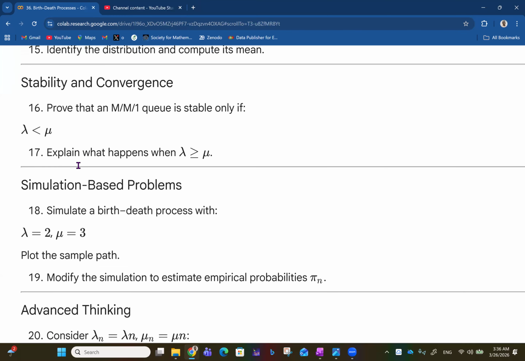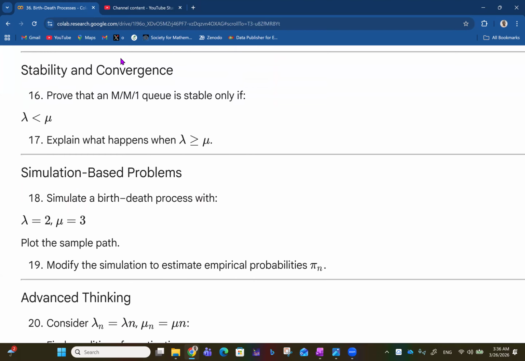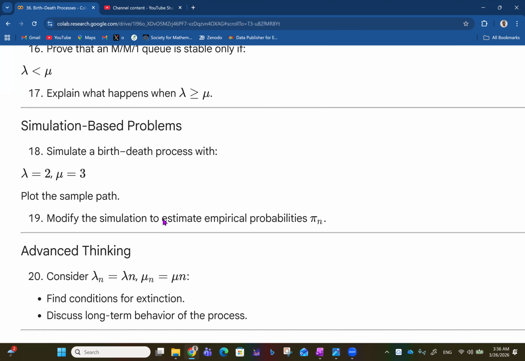Then you talk about stability and convergence. So prove that an MM1Q is stable only if lambda is less than mu. That means that lambda over mu is less than 1 for sure. Explain what happens when lambda is greater than or equal to mu. When lambda is greater than or equal to mu, there's going to be instability in the system because you have more people arriving than are being serviced. So the queue is going to be long and it's going to be chaotic subsequently if care is not taken.